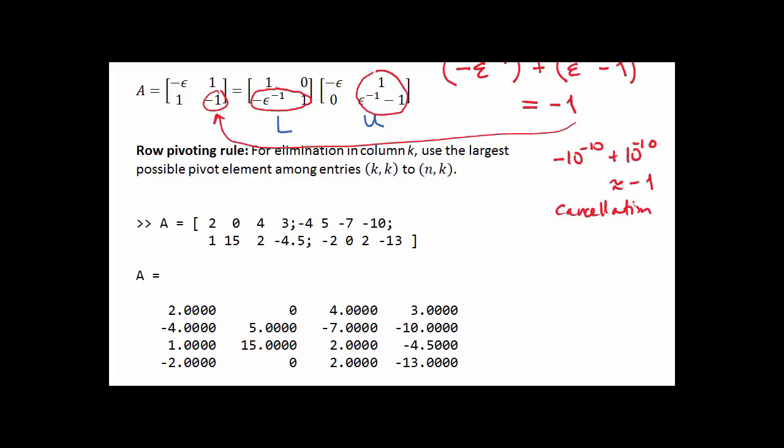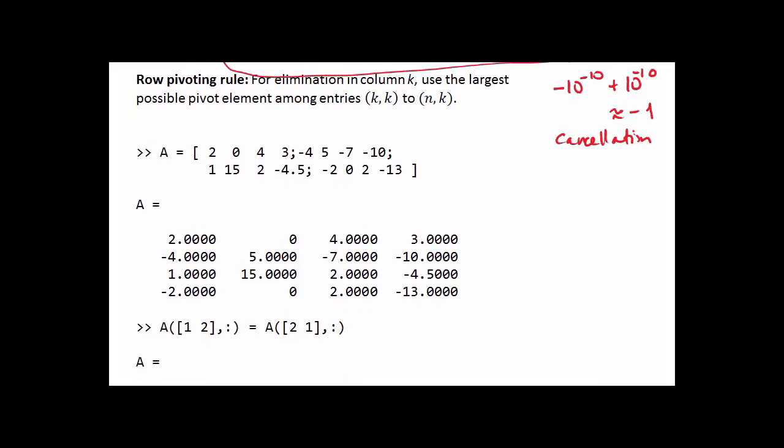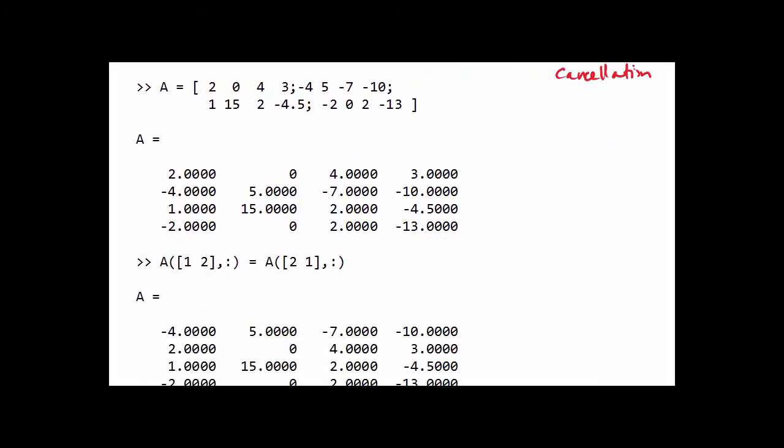When we do elimination in column number K, so we want to put zeros below the KK element, we look for the largest possible element in absolute value on row K and below, and we swap rows to put that into the pivot spot. So that might sound confusing, but in practice it's quite simple. So here's an example.